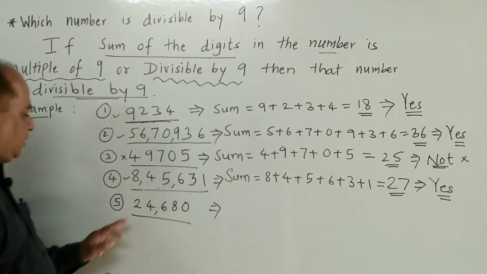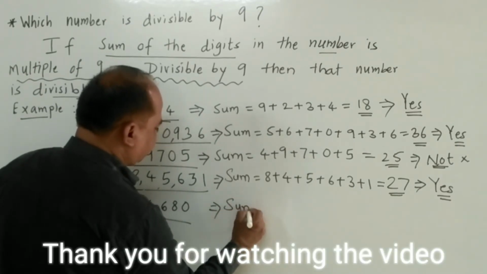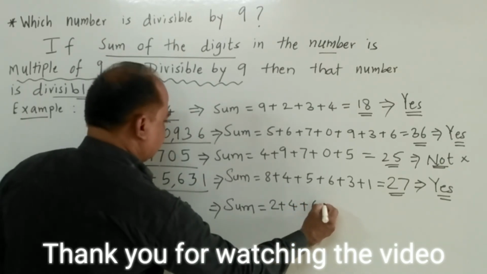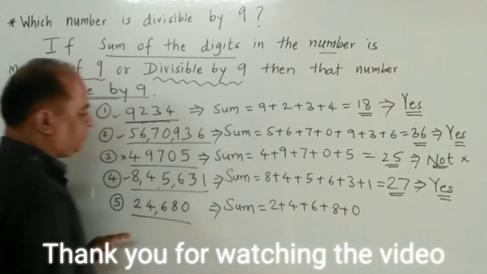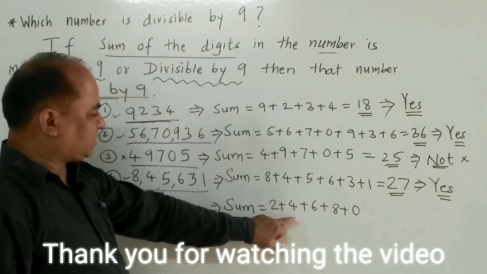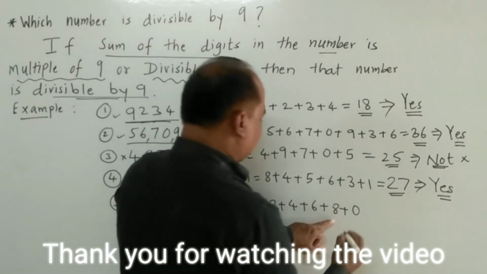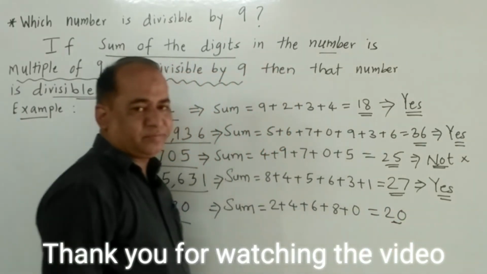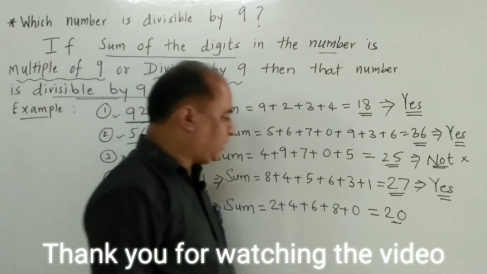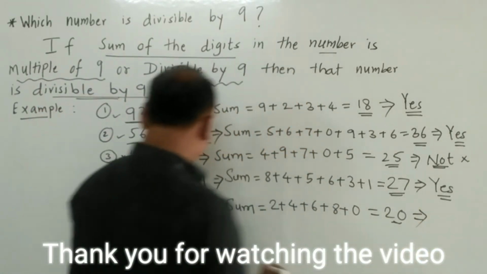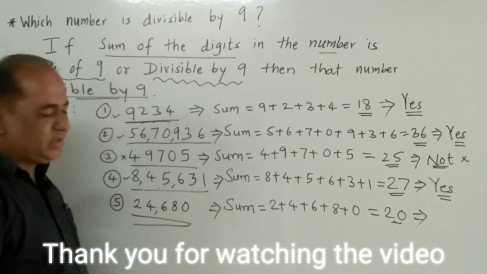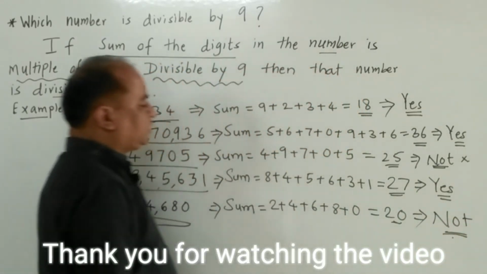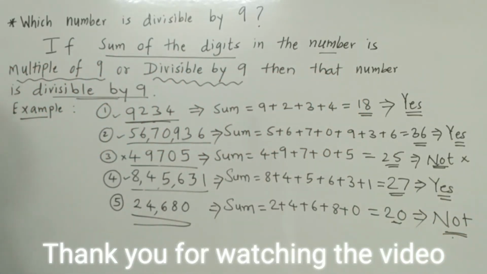Last example is the number 24,680. Is it divisible by 9? Let us see the sum of the digits: 2 plus 4 plus 6 plus 8 plus 0. 2 plus 4 is 6, 6 plus 6 is 12, 12 plus 8 is 20, 20 plus 0 is 20. Is 20 divisible by 9? No, 20 is not in the 9 table. So this number 24,680 is not divisible by 9. So this was the test of divisibility of 9. Thank you.